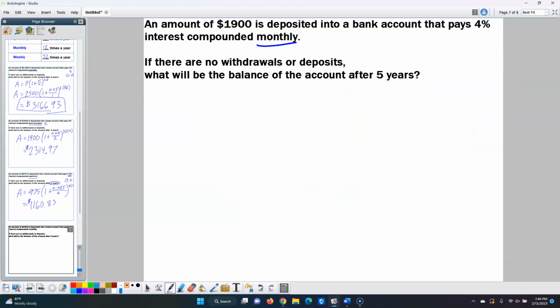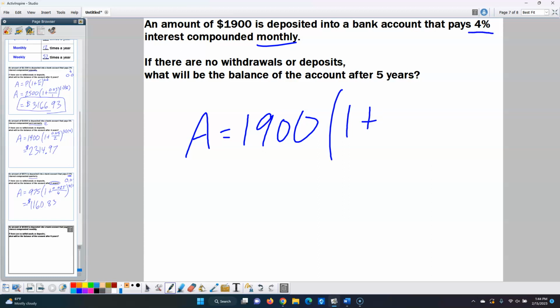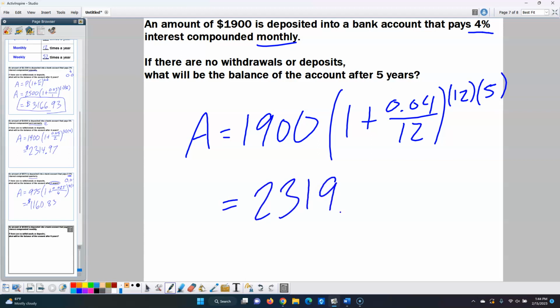Next, compounded monthly. Magic number for monthly, 12. Depositing $1,900 and 4%, that's 0.04. Monthly is 12, that goes right there, and it goes up there for 5 years. Punch it into your calculator, 2319.89. Hopefully that is correct.